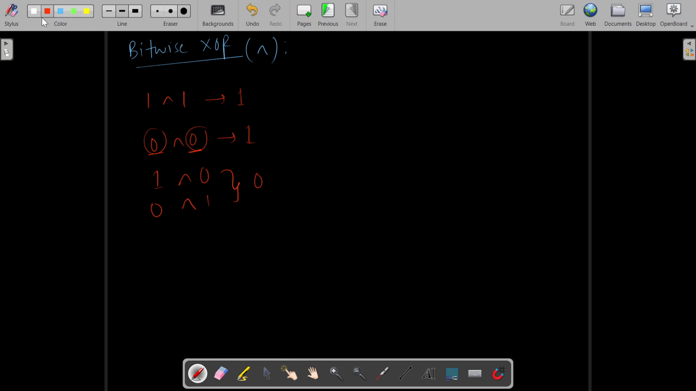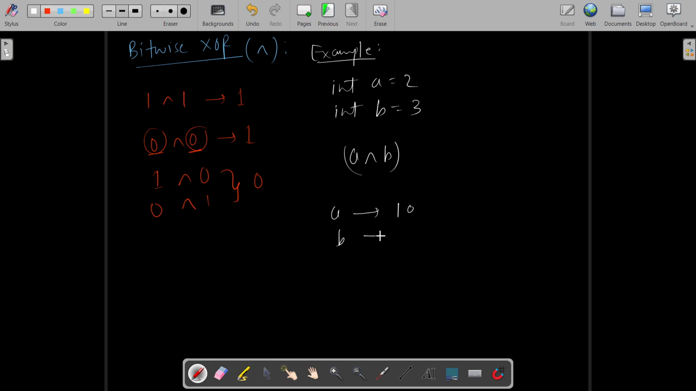Let's look at the examples. Let's take a few examples. Let's say we have int a is equal to 2, let's take the initial example only, and b is equal to 3. Now we try to find a XOR b. What do we get? So a can be represented in binary form as 1 0, and b can be represented in binary form as 1 1.